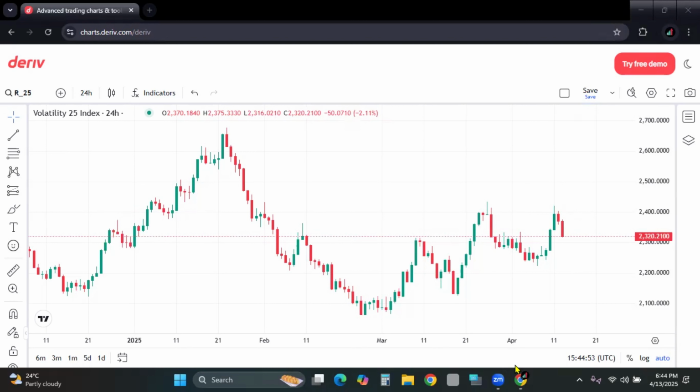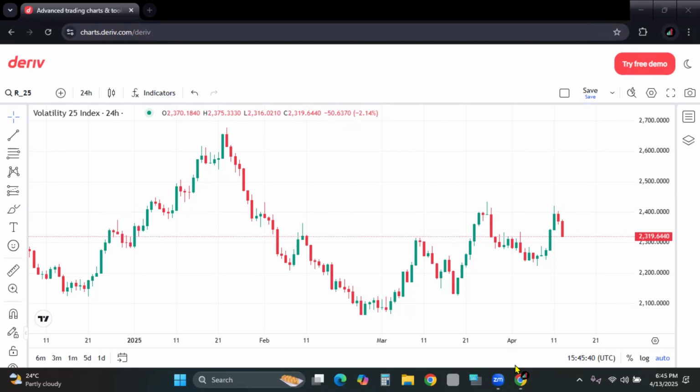So let's begin. What are synthetic indices? Synthetic indices are unique financial instruments designed to simulate the movements of the real world markets. They move based on algorithms and random number generation and not external market factors. That means they don't get affected by economic news or other real world forces that affect traditional markets.